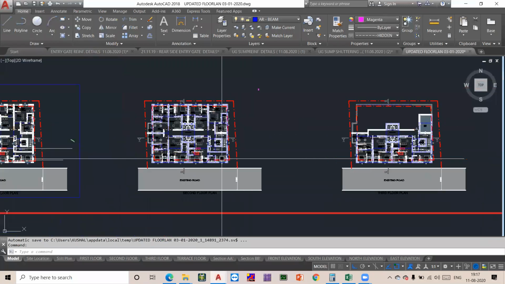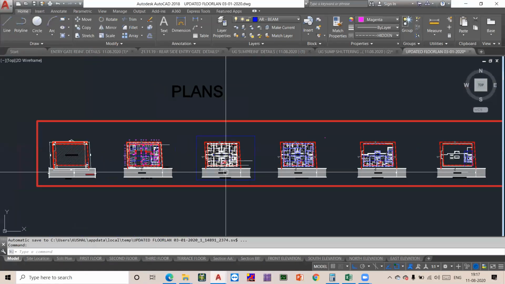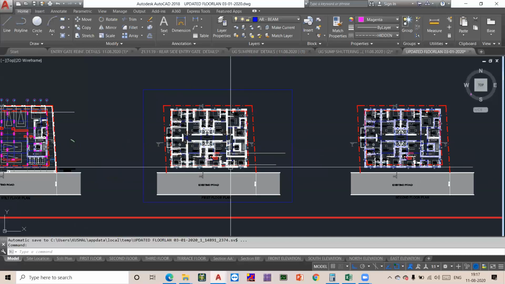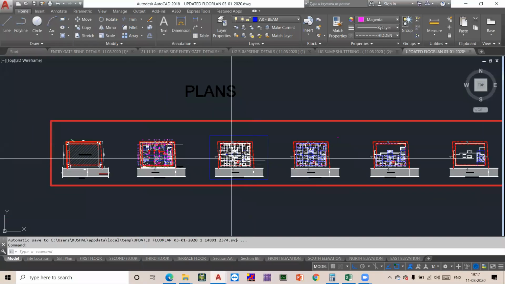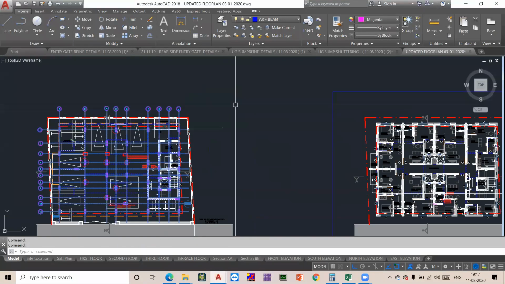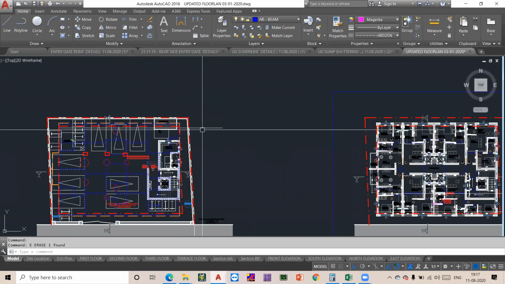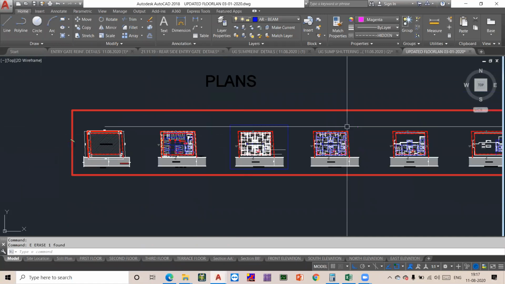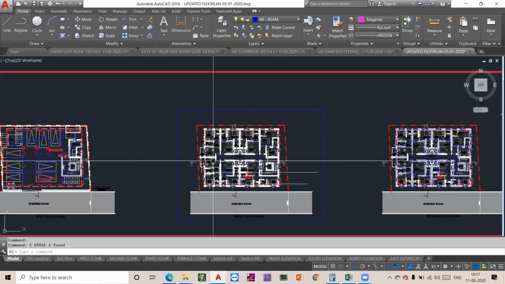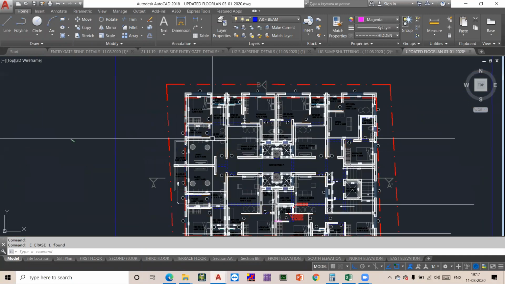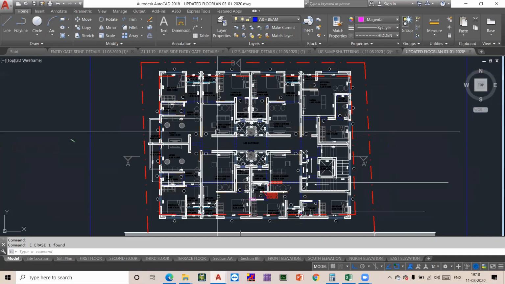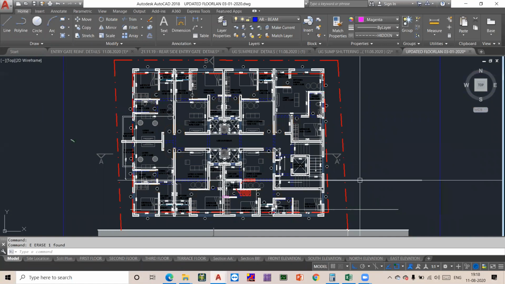Okay. So this is the architectural plans we are having for our working. Okay, and for now I will be deleting all of the columns that were marked in earlier, so that we will be starting fresh in defining the column locations.